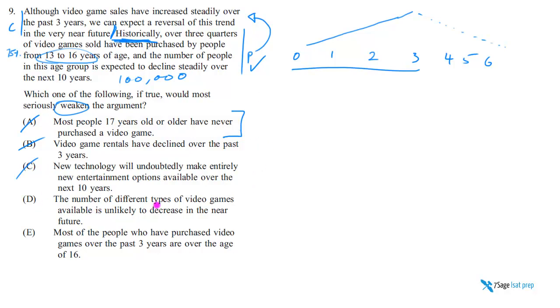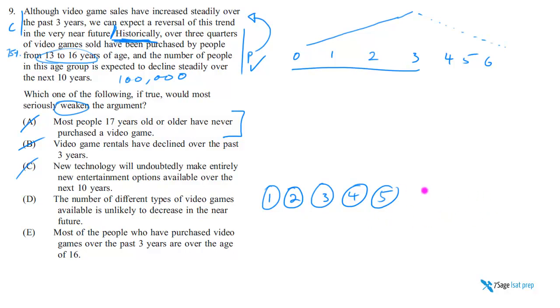D says the number of different types of video games available is unlikely to decrease in the near future. So how many different types of video games do we have? We have a type 1 video game, type 2 video game, type 3 video game. This one is a first-person shooter. This one is a strategy. This one is a puzzle game. This one is fantasy role-playing. This one is whatever. So you have all these different types. We're saying we have 5 types now. It's unlikely to decrease. So in the future, it'll be 5 types or 6 types, 7 types, 8 types, or increase.